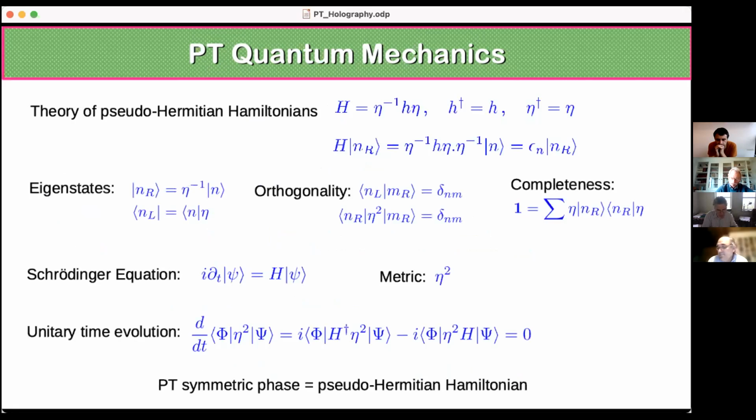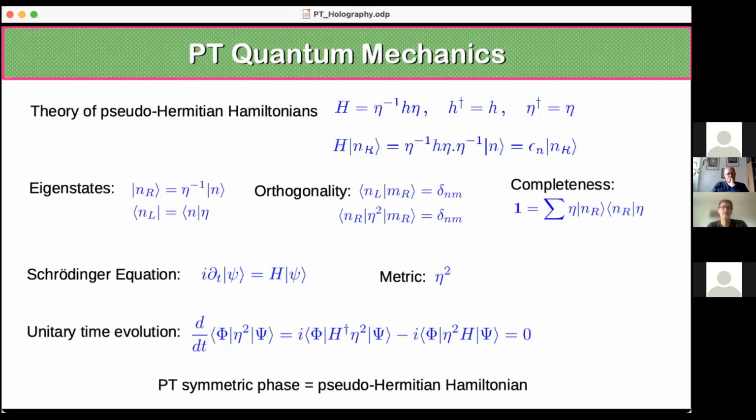And here I've just collected some of the features of this pseudo-Hermitian quantum mechanics. So again, I said it's conjugate in the PT symmetric regime to a Hermitian Hamiltonian by a Hermitian matrix. Then you can have left and right eigenvectors. Probably the most important thing here is that the metric on Hilbert space now is non-trivial. It's not just the unit matrix, but it's given by the square of this transformation matrix, eta squared.